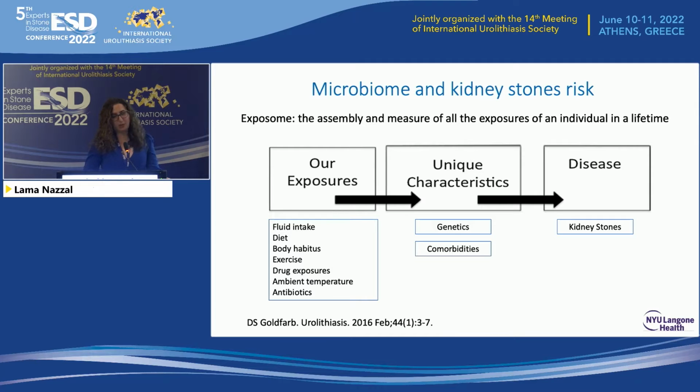So as in all diseases, kidney stones are a combination of our unique characteristics. We think it's our genetic makeup and our comorbidities, and the group of exposures that we are exposed to, like our fluid intake, our diet, body habitus, antibiotics. But there might be a new player that we recently realized might be important for kidney stone risk, which is the microbiome. It is in between a unique characteristic but can be modified with some behavior.